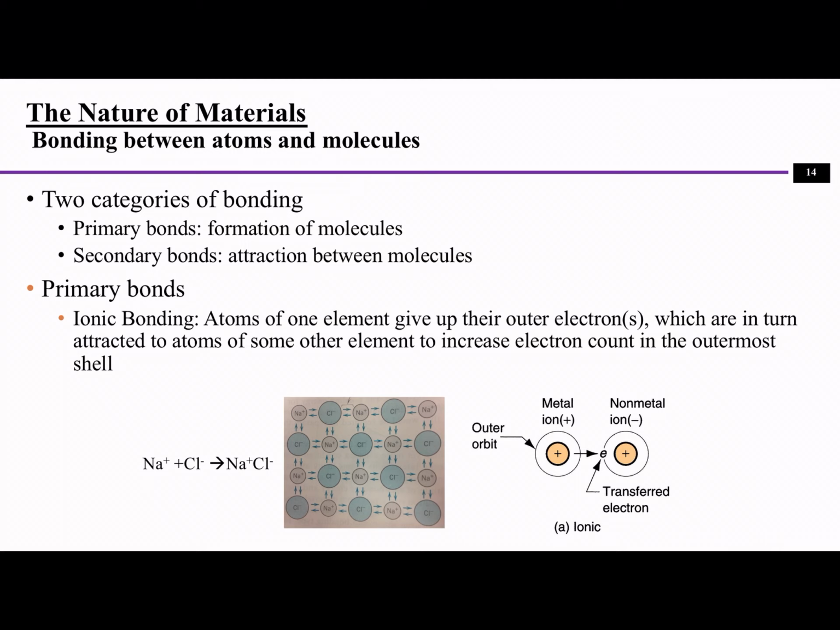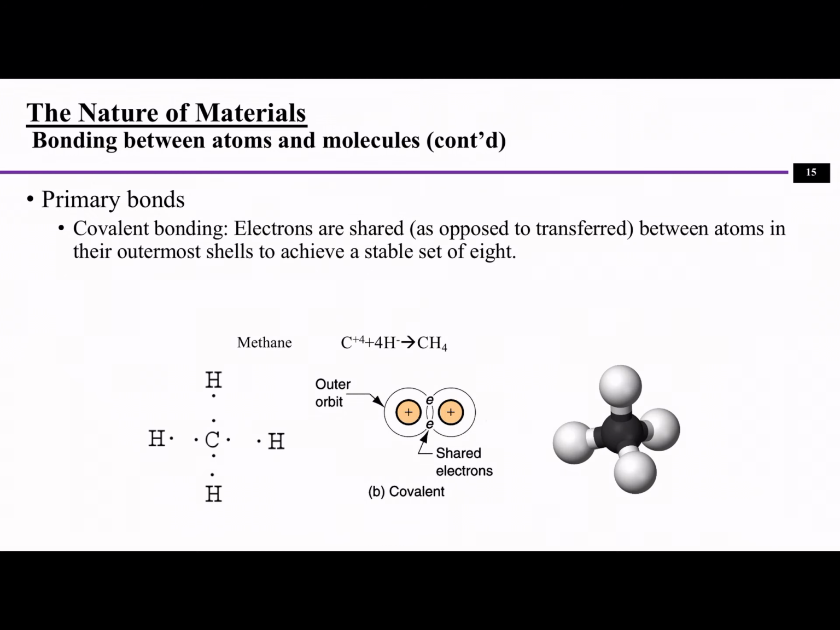A very typical material is sodium chloride. You can see sodium actually loses one electron to chloride, and the chloride receives the one electron, and both atoms can achieve a stable state of the outer orbit.